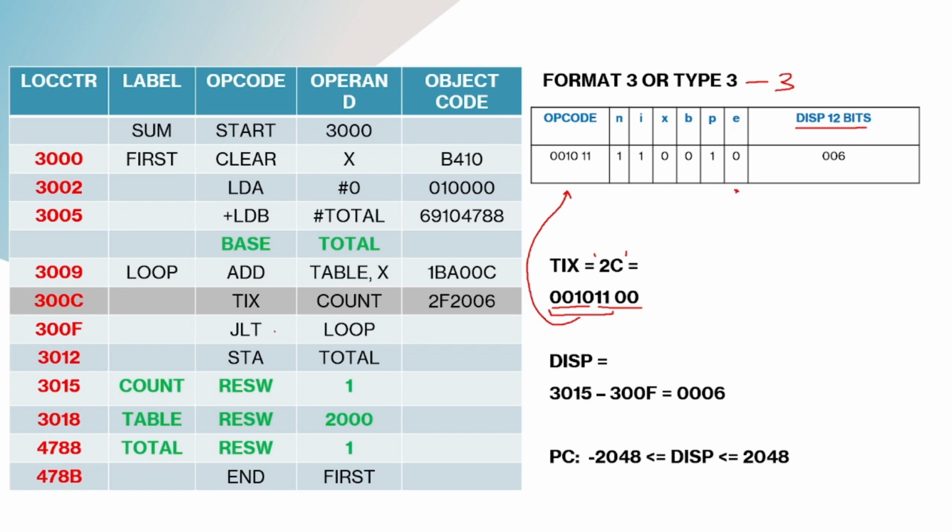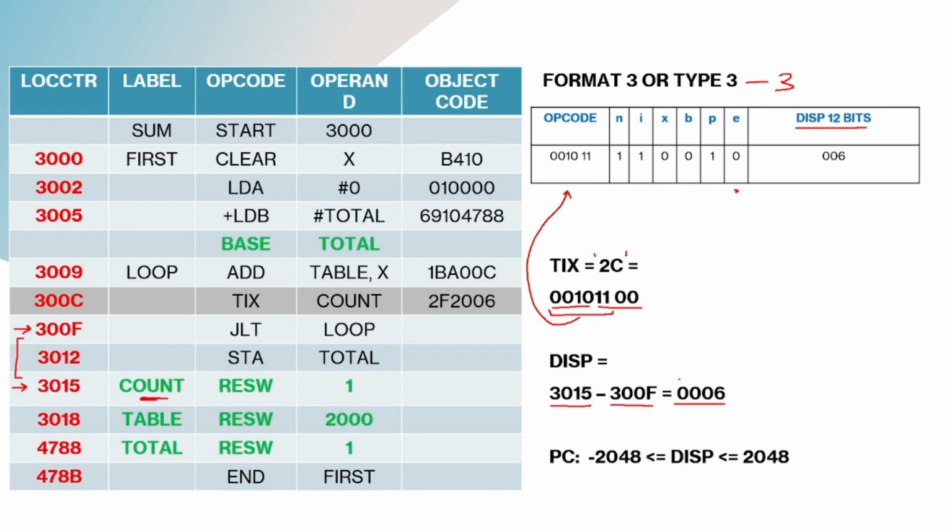Now we calculate displacement. For TIX, the location counter value is right here. It's at 300F, right next after this. And then count. Where is count? You can see the label says count right here, and the address is 3015. Now we need to calculate the displacement, and that is done by 3015 minus 300F, which produces 0006.